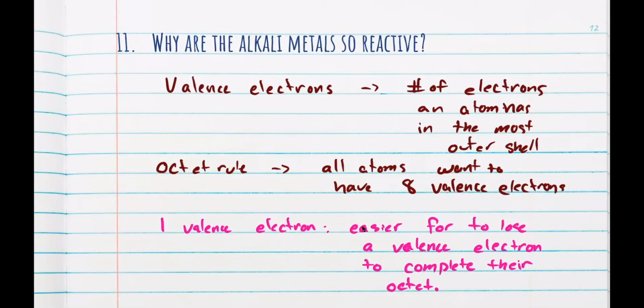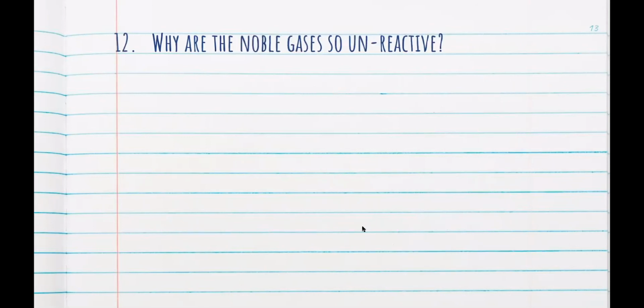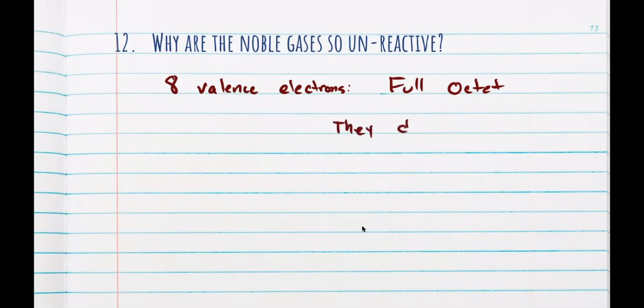We're going to carry on these rules of the octet rule onto our next couple of questions. So for question 12, it says, why are all the noble gases so unreactive? Well, all of the noble gases have 8 valence electrons. Meaning that they already have a full octet. They don't need to go react with something else to get more valence electrons. They already have them. So because they already have a full octet, they don't react with a lot of things.